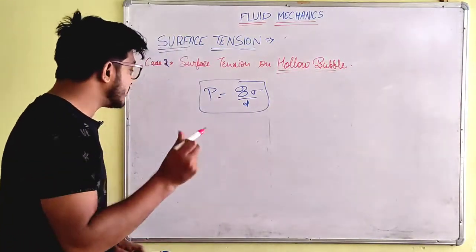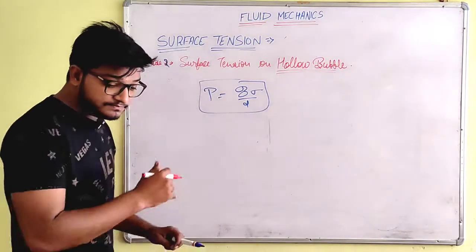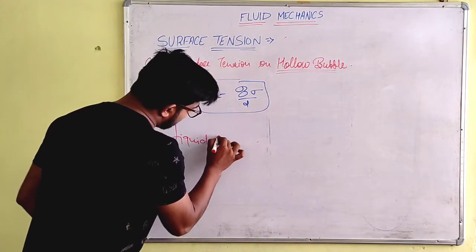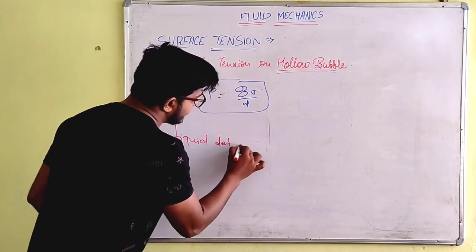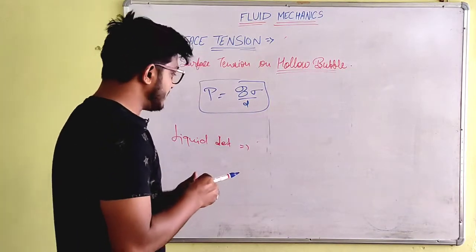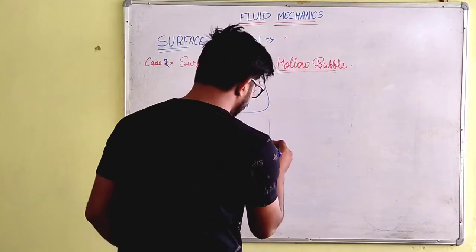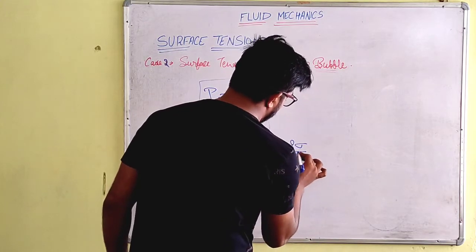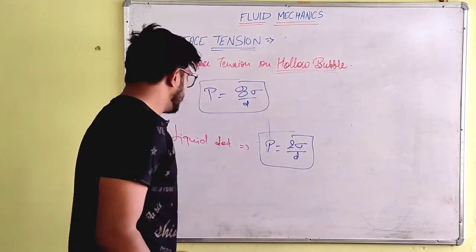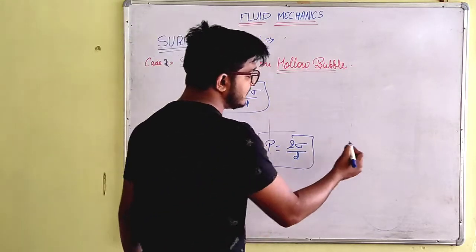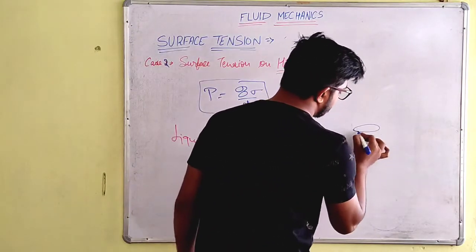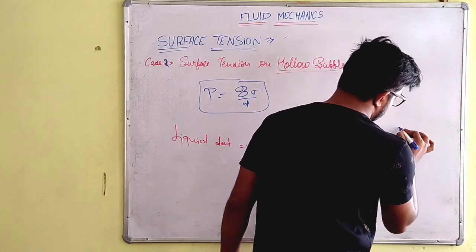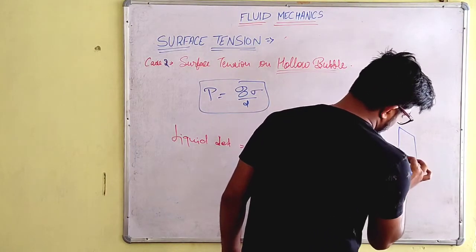If we talk about the third case, which is the liquid jet, what will the pressure value be? P is equal to 2 sigma upon d. In a liquid jet it is a cylindrical shape, like this, and if we cut it, it will look like this.